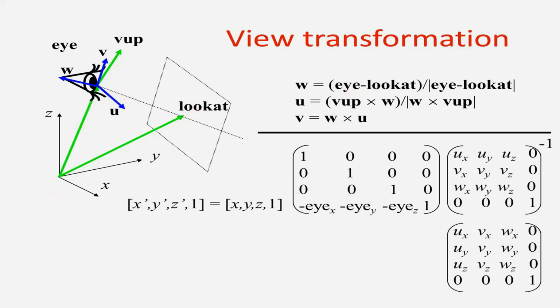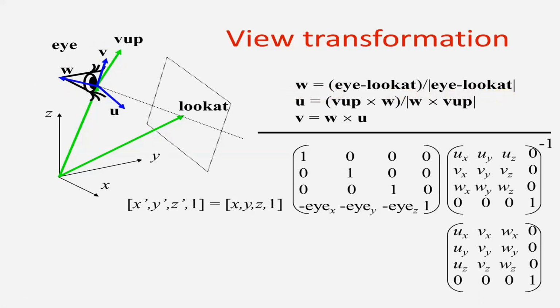To find such a transformation, we assign an orthogonal basis to the camera, so its first basis vector u is the camera's horizontal or right direction. The second, v, is the camera's vertical or up direction, and the third, w, is the opposite of the main viewing direction. We reverse its direction in order to make the system right-handed. Vector w can be obtained from the main viewing direction by a simple normalization.